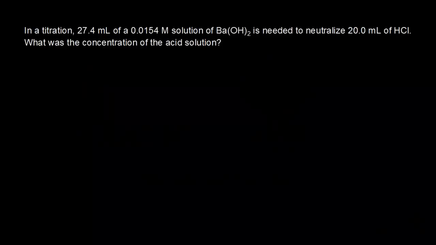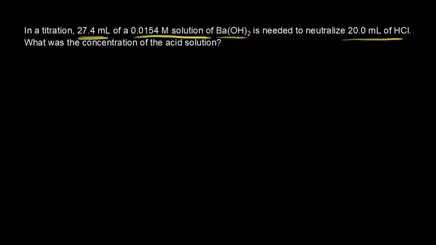Let's do another titration problem. And once again, our goal is to find the concentration of an acidic solution. So we have 20.0 milliliters of HCl. And this time, instead of using sodium hydroxide, we're going to use barium hydroxide. It takes 27.4 milliliters of a 0.0154 molar solution of barium hydroxide to completely neutralize the acid that's present.